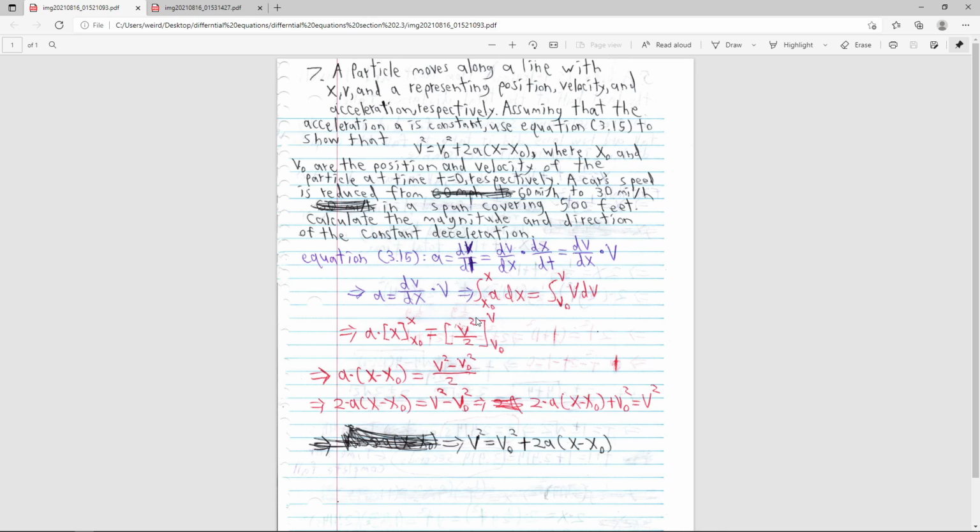We plug it in. 2 times a times x minus x0, because we multiply by 2 on each side, equals v squared minus v0 squared. And you basically just add v0 squared to both sides. You get v squared equals v0 squared plus 2a times x minus x0. That's it for that part.